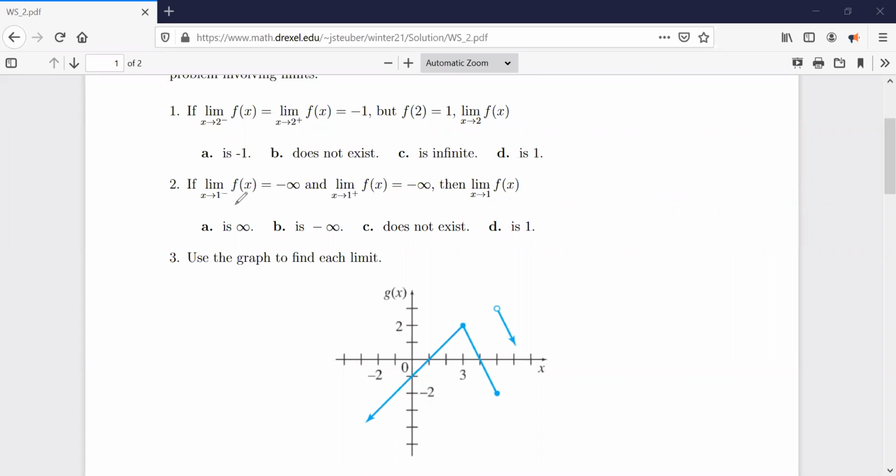So if the limit as x approaches -1 of f of x is equal to -infinity, and the limit as x approaches 1 from the positive side of f of x is equal to -infinity, then the limit as x approaches 1 of f of x, what is this? Does anyone know? Would it be C? This one is a bit ambiguous. Sometimes we would say that the limit is equal to -infinity, and sometimes we would say that the limit does not exist.